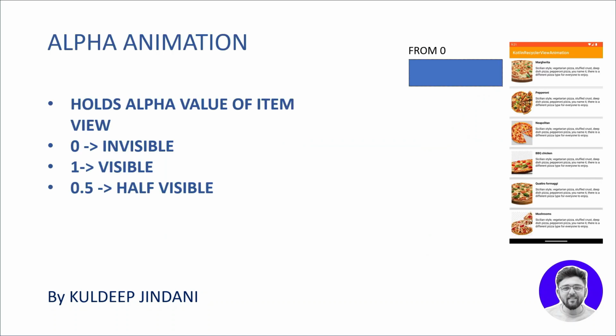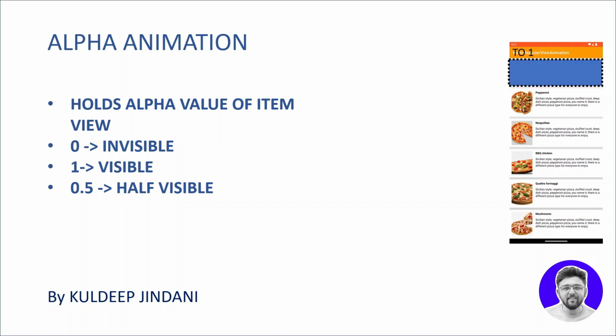So let's start with the alpha animation. On the right side you can see a screenshot, and for teaching purposes I am using a blue rectangle with the value. The alpha animation holds the alpha value of the item. For an invisible item the value is 0 and 1 for a visible item. So on the right side the rectangle has the value 0, and it changes to the value of 1, like this one, right?